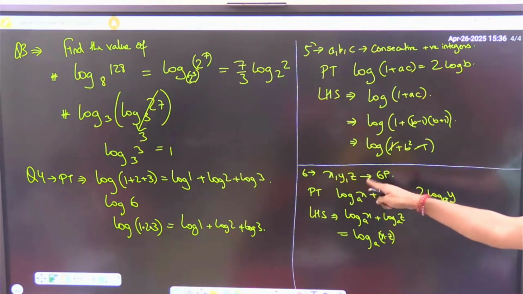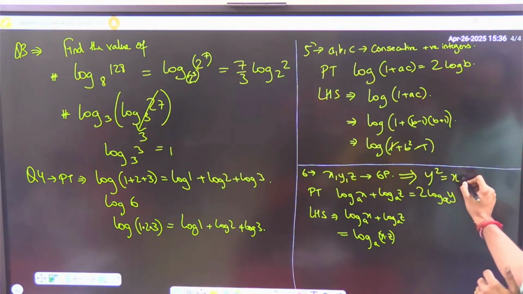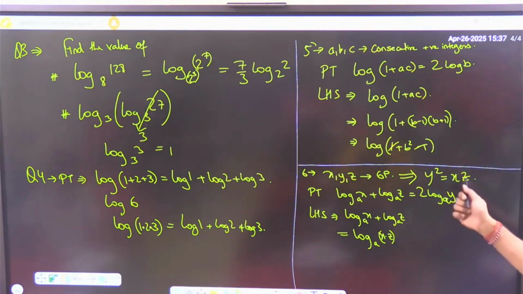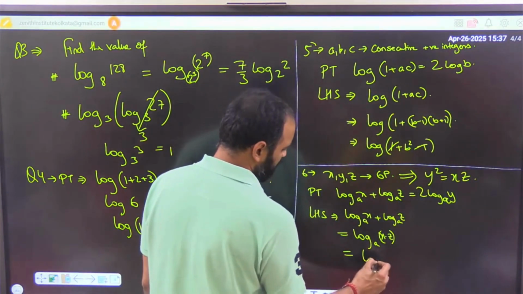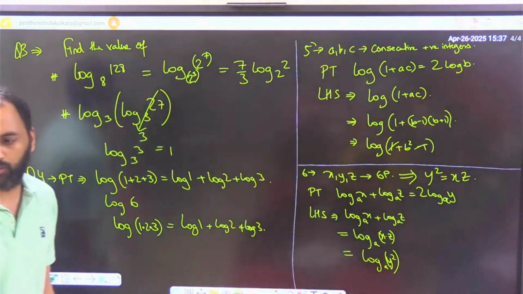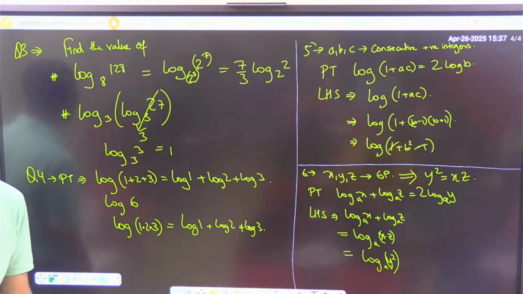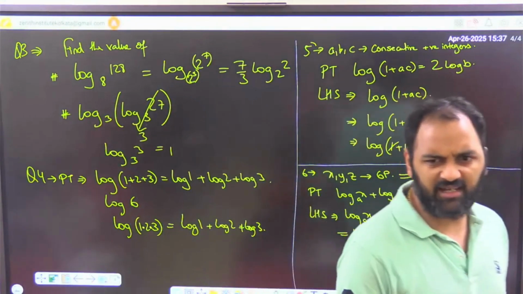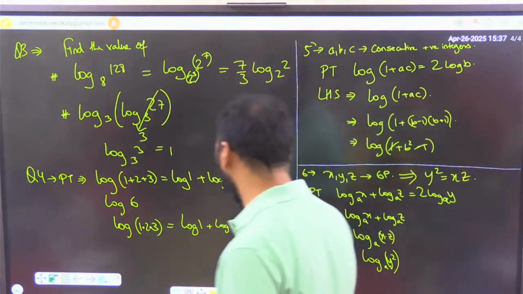Now, if x, y, z are three numbers in GP, what is the related property? Y square would be equal to xz. This is something that we read in the first half. So in place of xz, what can we write? Y square. So this is log of y square to the base a, and that is basically 2 log y. Is this clear? Everyone's finding it comfortable, right? Any problems with anything? Okay.